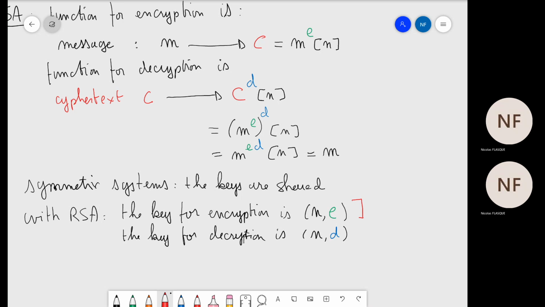And actually, those keys are not named shared keys. The first one is a public key that you can publish to anyone with no problem. And the second one is the private key. And actually, the asymmetry of RSA also relies on the fact that encryption and decryption are not so strongly linked than with symmetric systems.